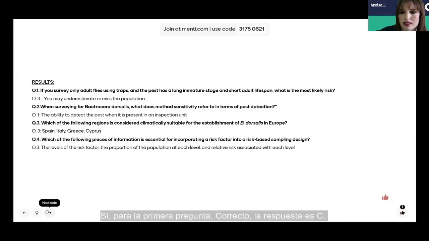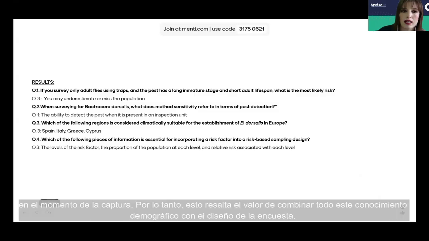Yeah, for the first question, the correct answer is C. And this is because a large proportion of the population may be undetectable at the time of the trapping. So this highlights the value of combining all this demographic knowledge with the survey design.